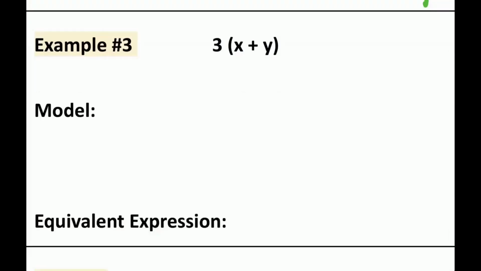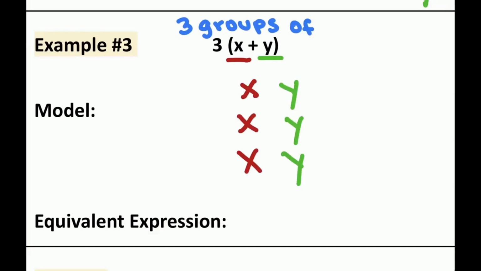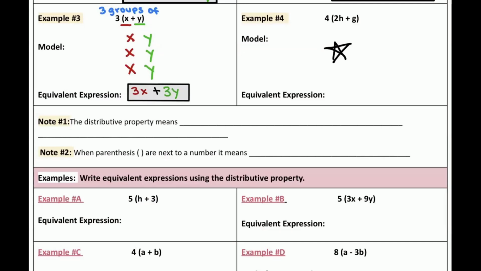For example number 3, you should have 3 groups of x and y. Okay, and then for our equivalent expression, we have 3x plus 3y. This video won't go over example 4, but let's take a look at our notes beneath our examples.